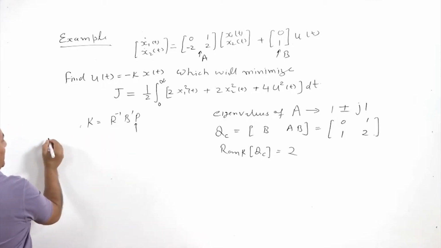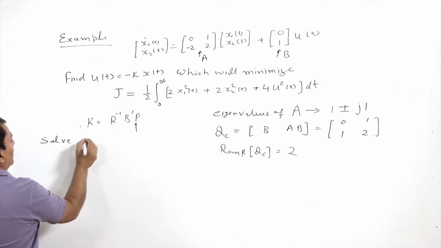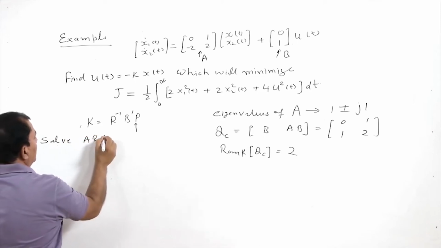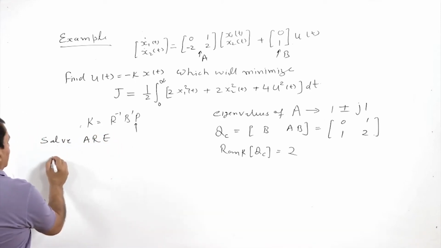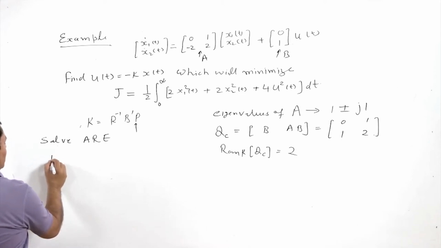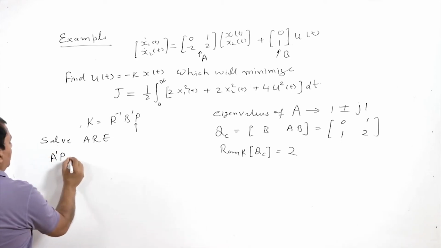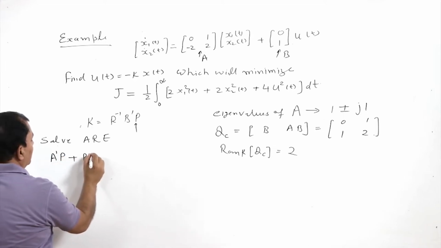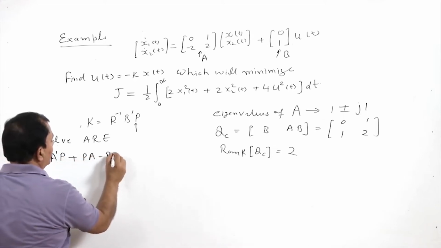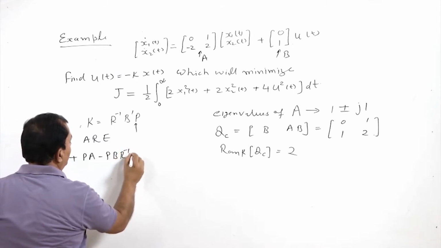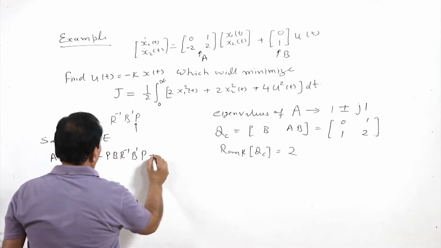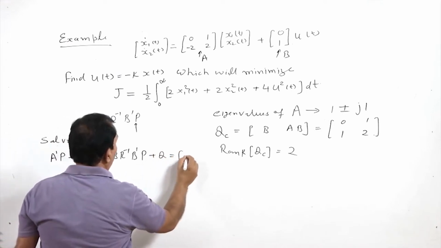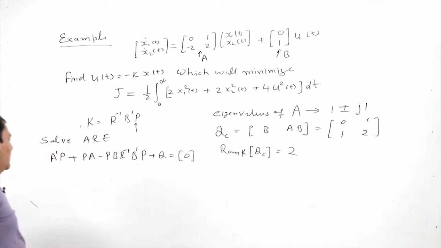So, to find the P, solve the ARE, which is A transpose P plus PA minus PB R inverse B prime P plus Q equal to a null matrix.